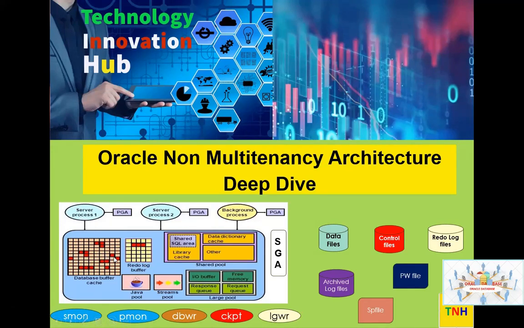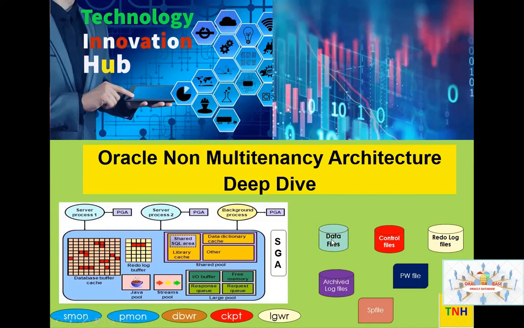As soon as you look at it, you see this component: system global area, program global area, and data dictionary cache, and likewise SGA memory structures and the background processes. And from this side, you can see the physical database architectural components like database files.